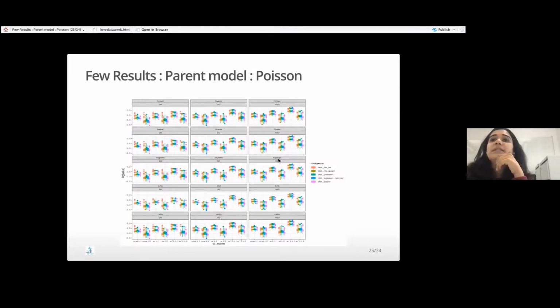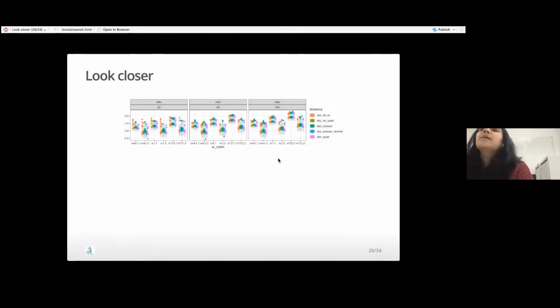Since it is not making an effect, I'll just focus on one of the panels, the ratio, and look closer. Since the data is simulated from a model which does not account for overdispersion, the models look the same. The distance values are not really changing much; there's no variation between the distance values.